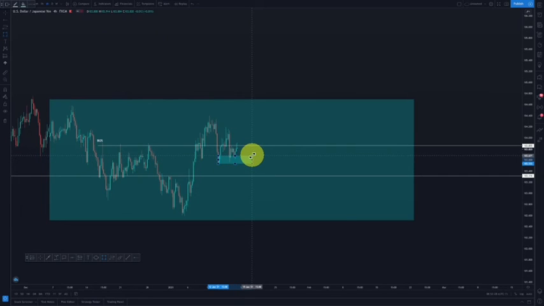Okay, so I can see a bit of an imbalance over here. Let's just put it over here to week by week. That's an imbalance. I can see an imbalance.